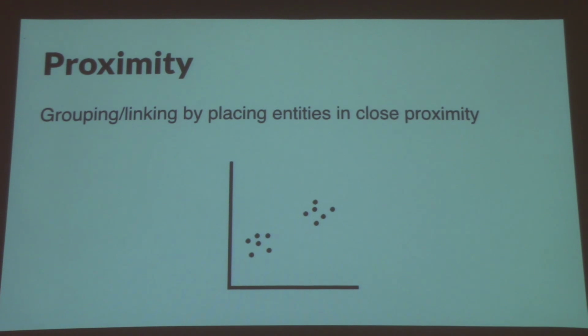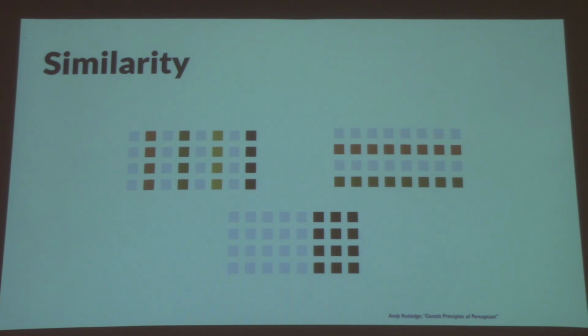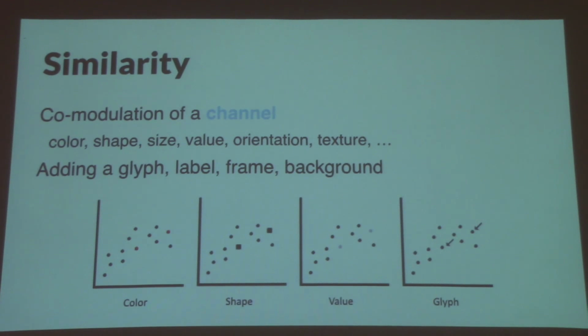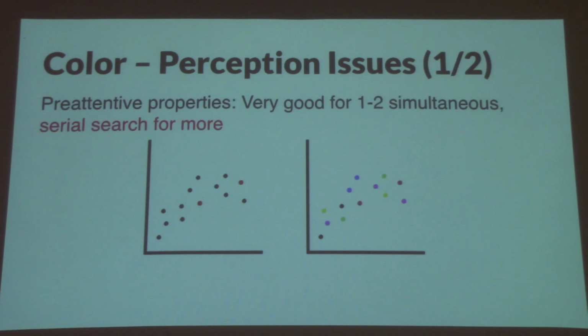Grouping, linking by placing entities in close proximity is one of them. Similarity in general, like any visual attribute that you could vary, essentially lets us group things. Like here, we can see that these are grouped by color. So more generally, it's co-modulation of a channel, and we'll talk about channels like color, shape, size, value, orientation, texture, and so on in the future. So here we have co-modulation of color, co-modulation of shape, value, or we add a glyph. So these could all be our options for grouping things.